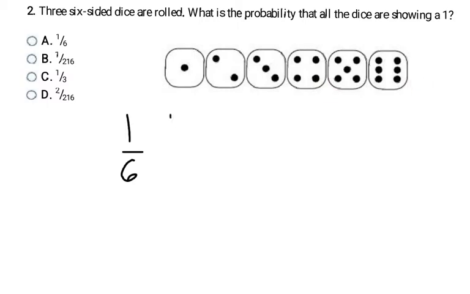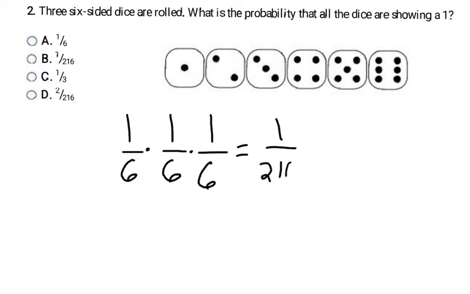And then the same for that second die. It's a 1 out of 6 that you roll a 1. And then the third die, it's a 1 out of 6 that you roll a 1 there too. So then you just multiply those to calculate the probability of this compound event. 1 times 1 times 1 on the top is 1. And then 6 times 6 times 6 on the bottom is 216. I can't reduce that fraction at all, so this is going to be my answer, letter B, 1 over 216.